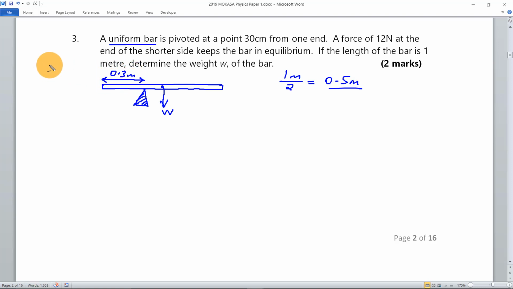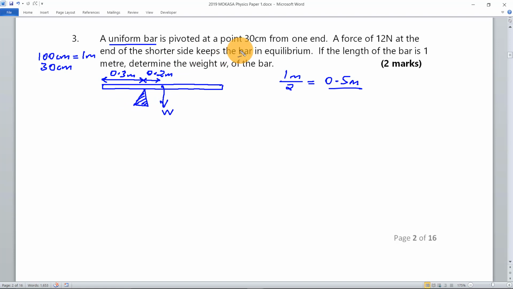And those who have a problem with how I have identified this, I just need to remind you that 100 centimeters is equivalent to 1 meter. So how about 30 centimeters? For you to convert centimeters into meters, we just need to divide by 100. So we do a bit of cross multiplication here. Now, from here to here is 50 centimeters. That means the rest of the distance here is 20 centimeters. And 20 centimeters is 0.2 meters.